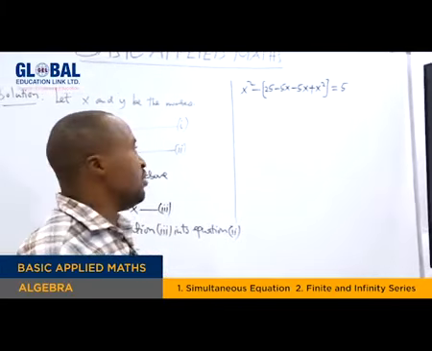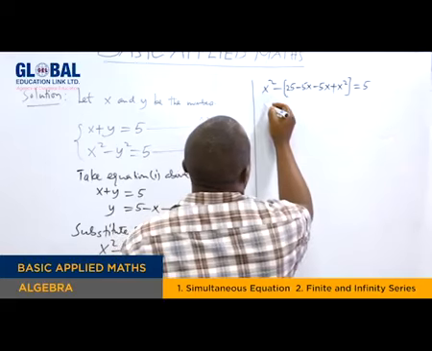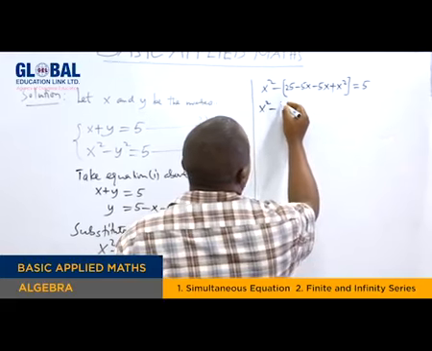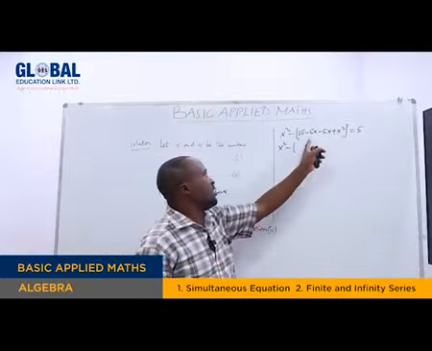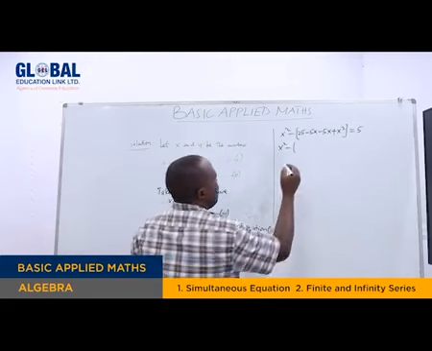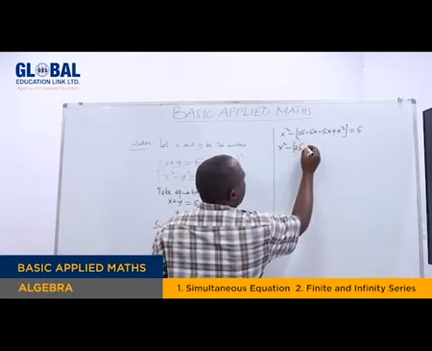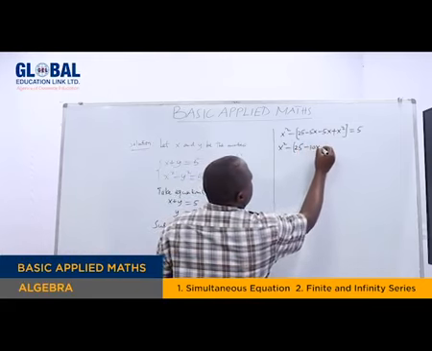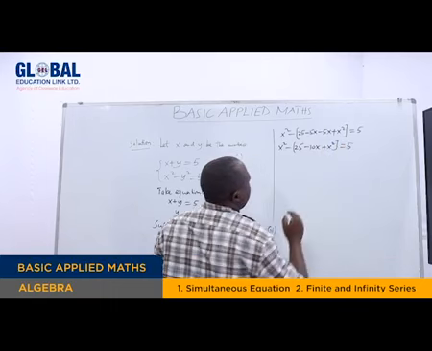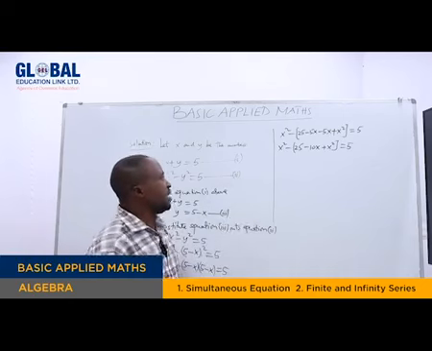Now let us open the brackets. We are going to have x squared minus. So now before opening the bracket, let us add negative 5 and negative 5. So we're going to have negative 25 minus 10x plus x squared is equal to 5. Now we open the bracket.